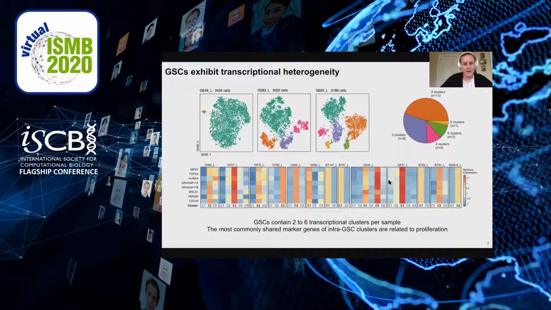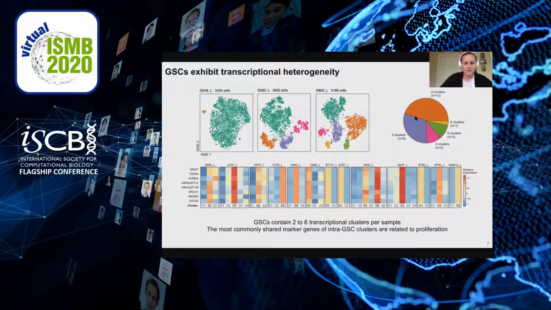So next, we wanted to ask that when you look directly inside one culture from one patient, do you see different transcriptional groups? So to do this, we clustered each of our samples individually. So here are similar t-SNE plots where each dot's a cell once again, and they're colored by their cluster ID. And there's just 3 examples here.